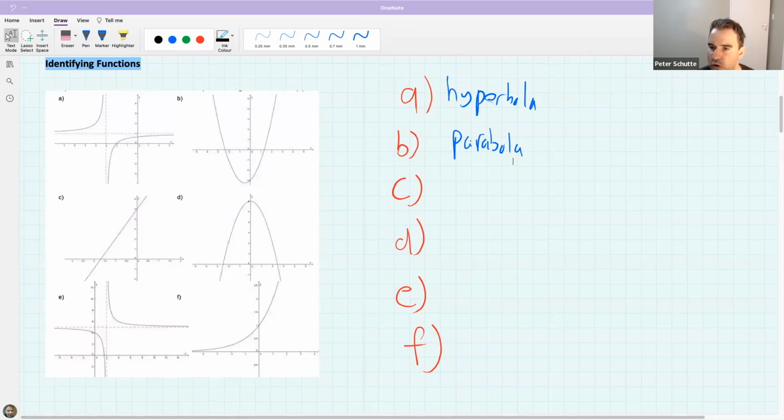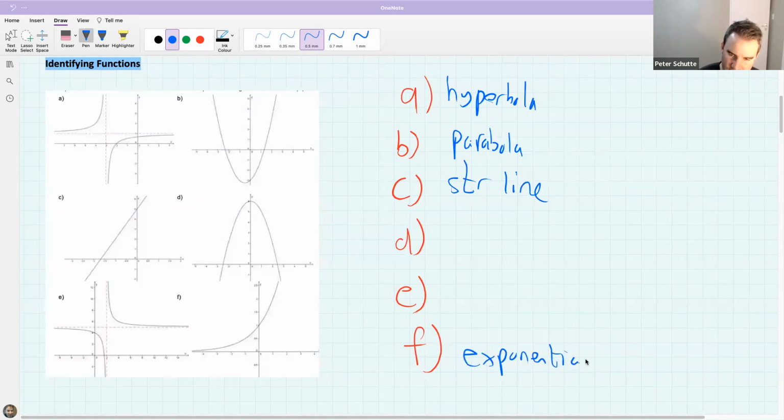Let's go to Kat. Kat, what do you think? Which 2 would you like to identify? I would like to identify F and C. Okay, what is C? C is a straight line. Perfect. And what is F? F is an exponential. You are correct. Thank you very much, Kat.